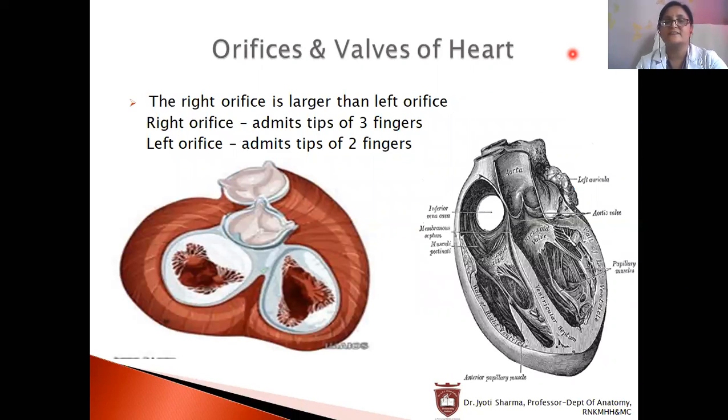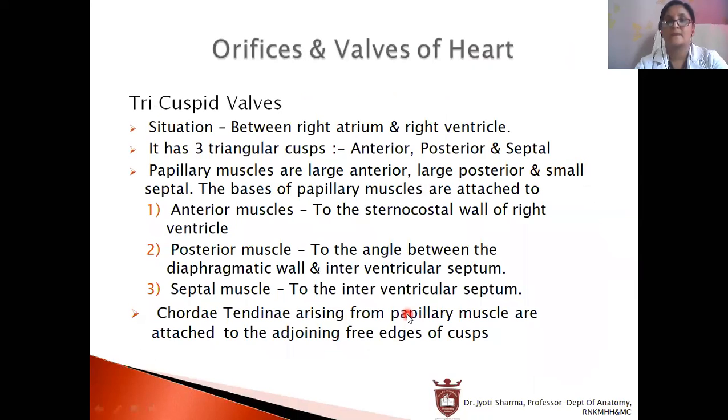The right orifice is larger than the left orifice. The right orifice admits the tips of three fingers and the left orifice admits the tips of two fingers. Here we can see in the diagram, this is the left orifice having two cusps and this is the right orifice having three cusps.